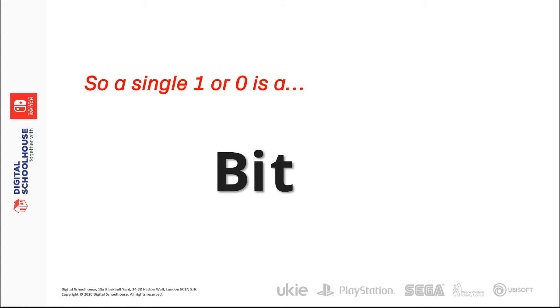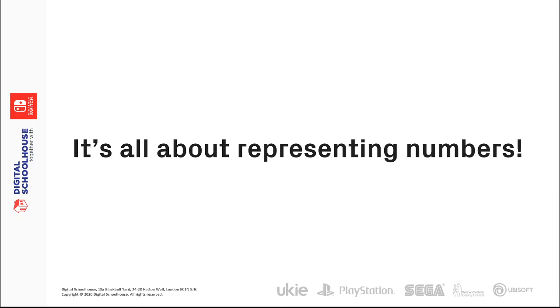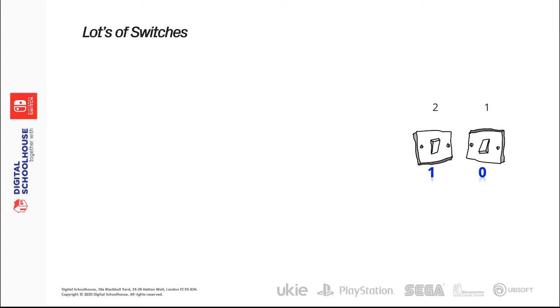But how does that relate to controlling a computer? It's all about representing numbers, and we've touched on that a little bit already. So as we said, it's all about lots of switches, and we talked about this previously. We have a place value, nothing under the place value of 1, but 1 under the place value of 2, which gives us the number 2. This example, see if you can work it out before I do.